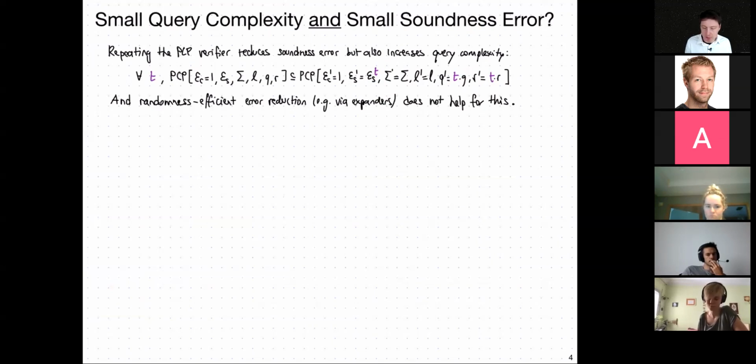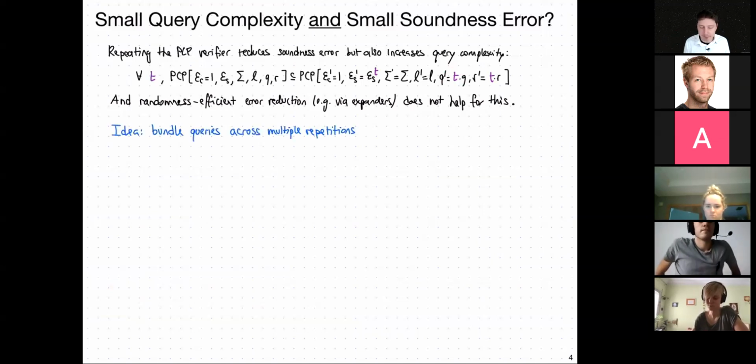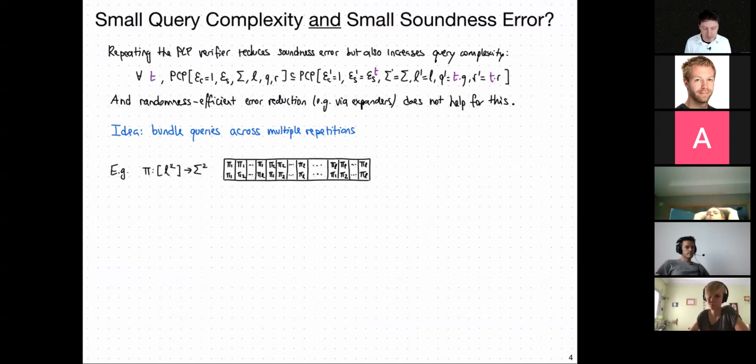And again, even if you try randomness-efficient error reduction, rather than repeating the verifier on independent random strings, you take a random walk on an expander. Still, yeah, you're using less randomness, but you're still making the same number of queries, like T times Q. So a fundamental and really non-trivial idea is to bundle queries across multiple repetitions, okay? So you can think about, we're going to take the proof string over a quadratically larger alphabet with a quadratically larger proof length.